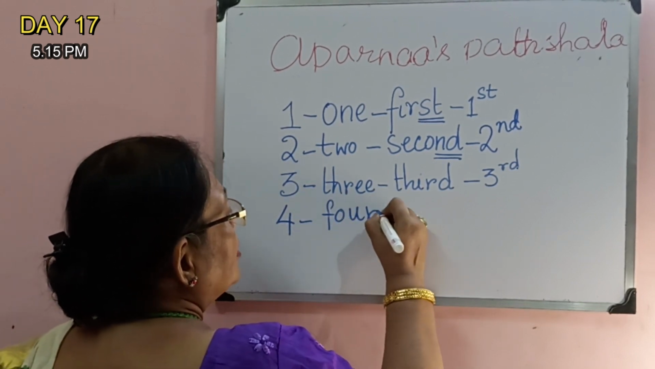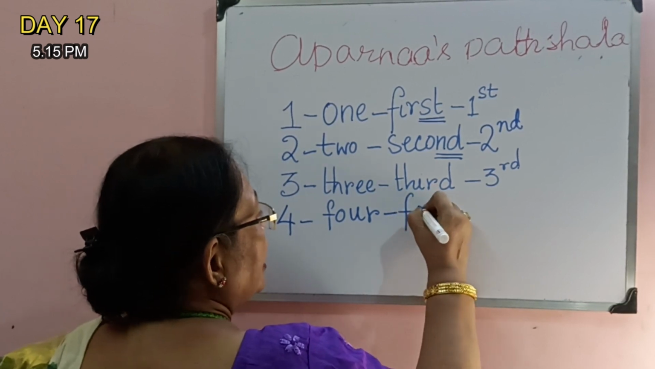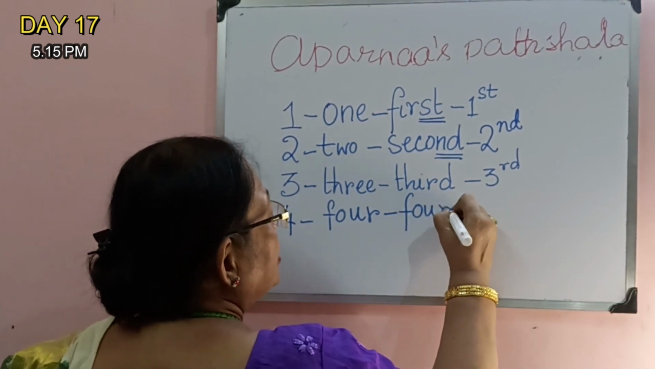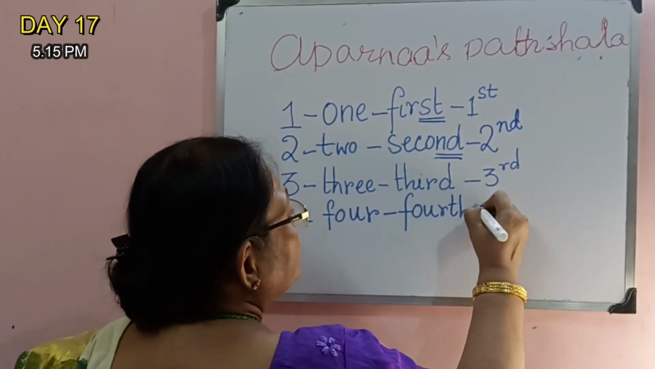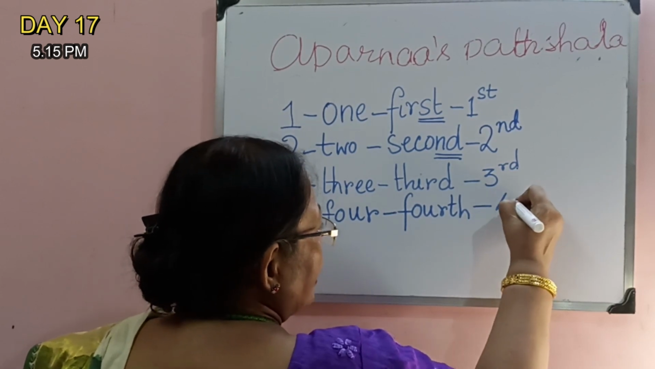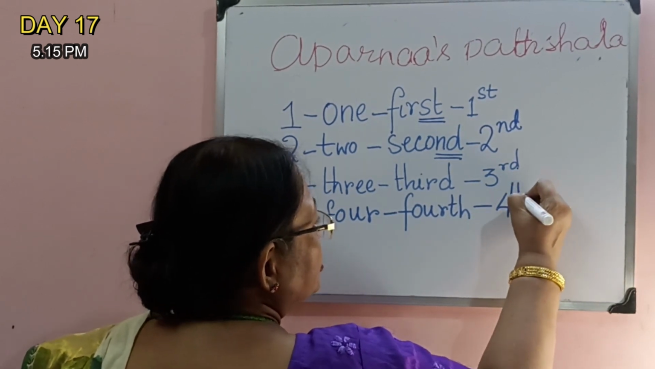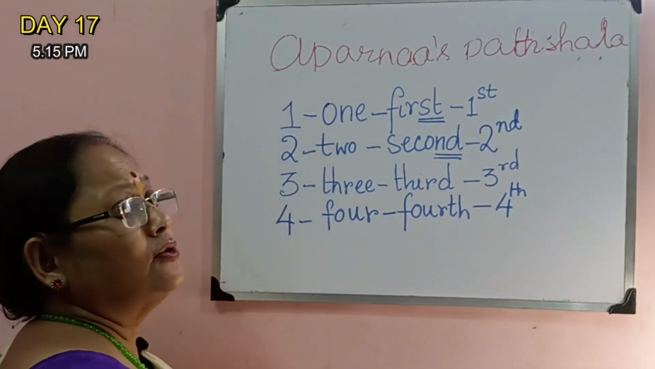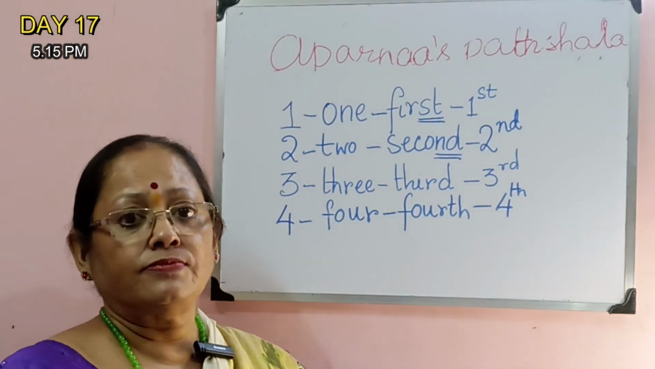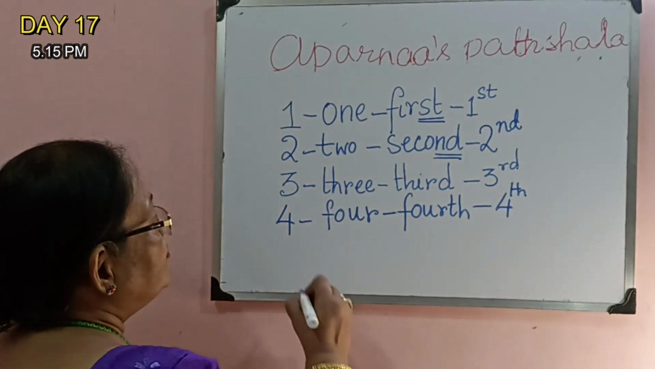Next comes fourth. F-O-U-R, 4. Here we are going to write F-O-U-R-T-H, fourth. Again we are writing this 4 and on top we are writing T-H, fourth. Next comes 5.